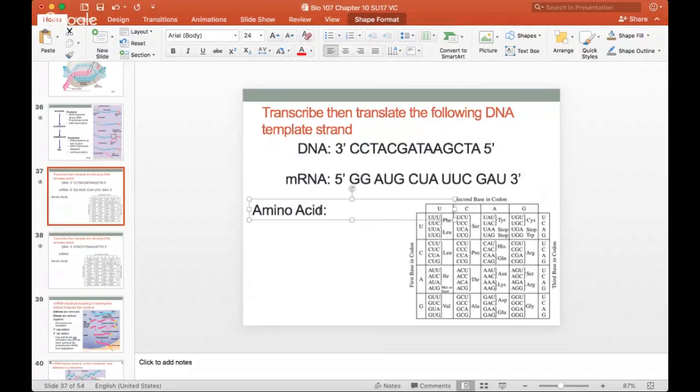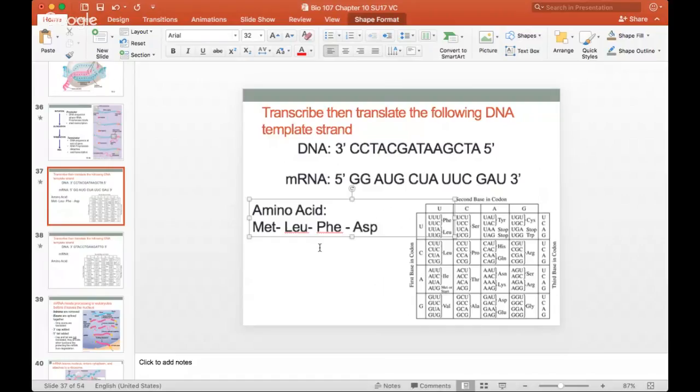and then we turn those into amino acids. So for amino acids, AUG, as we can see on this little table right here, is for methionine. CUA over here, there it is, CUA codes for leucine. UUC is up here, and it codes for phenylalanine or Phe. And then GAU codes for asparagine ASP. And that's how you do the translation.